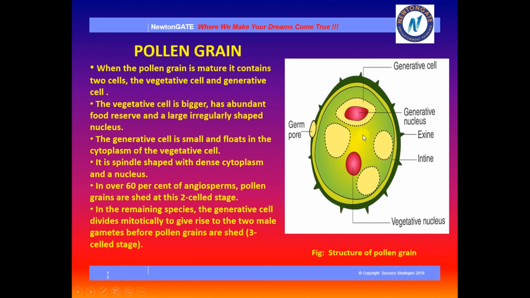In most of the angiosperms, like 60% of angiosperms, pollen grains are shed at this 2-cell stage. And in the remaining species, the generative cell divides mitotically to give rise to the male gametes before pollen grains are shed, that is the 3-cell stage. So basically we can see that in maximum cases pollen grains are shed at the 2-cell stage, and in few cases pollen grains are shed at the 3-cell stage. Okay.